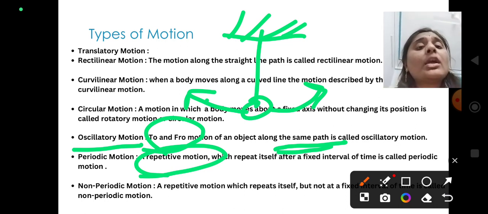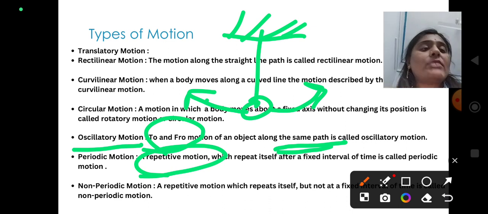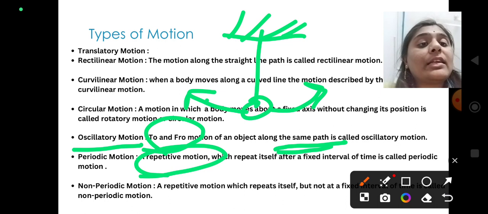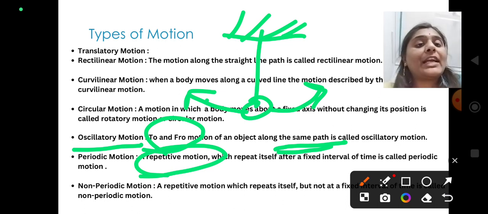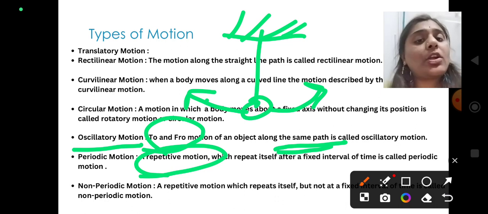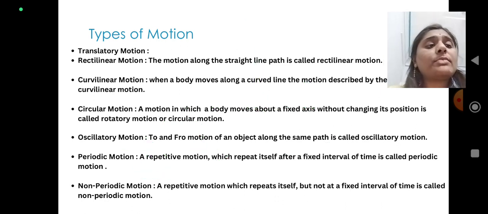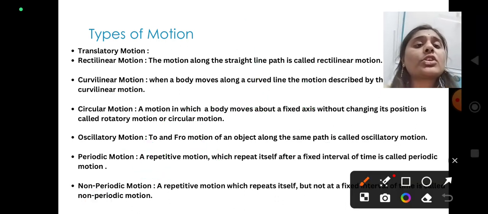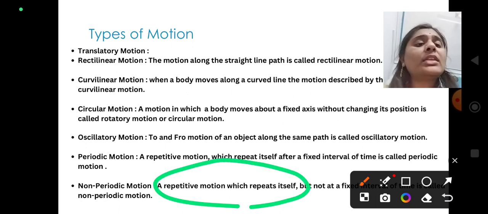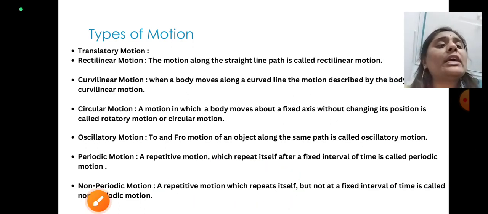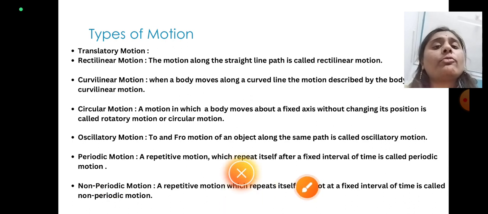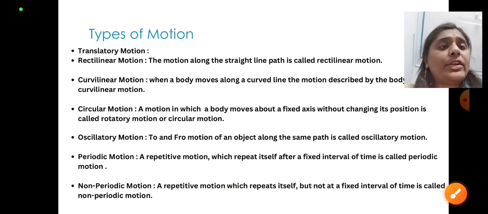Periodic motion means what? Repetitive motion it is performing, but after a fixed interval of time, just like day and night. Morning is happening every time, day is happening every time. So day and night we can consider as a periodic motion. Non-periodic motion means what? Again, repetitive motion, but it is not in a fixed interval of time, so we can call it a non-periodic motion.